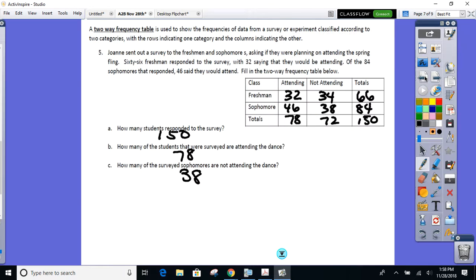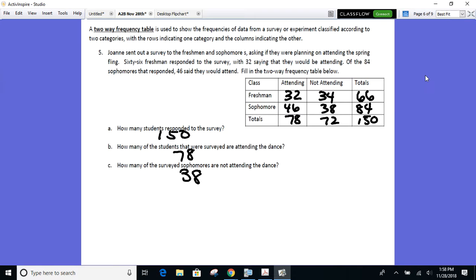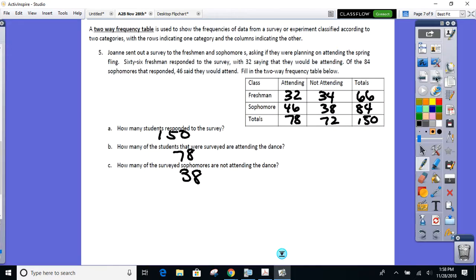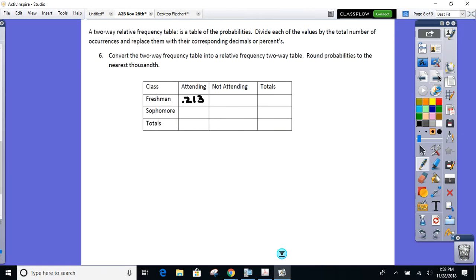And then I'll let you go on your own. You're going to put the probability 46 out of 150. Go ahead. Shoot. 46 out of 150. 0.307. Okay. I'm just looking.